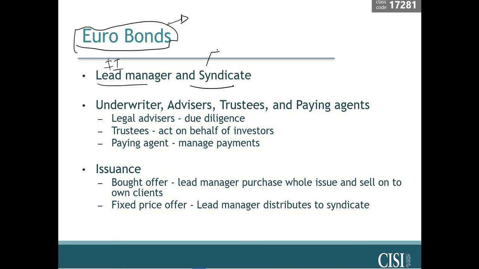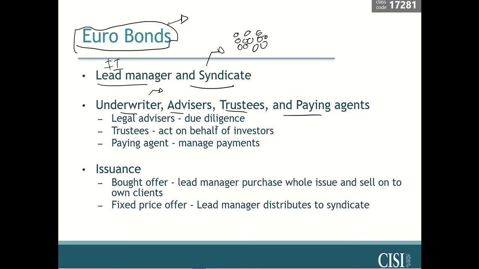The syndicate is a group of investment banks that will market, sell, and underwrite the issue. Then we have the underwriters, advisors, trustees, and paying agents. Generally, the underwriter will purchase any unsold Eurobonds at a certain price, and they'll be paid a commission for doing so, and they will take the risk.